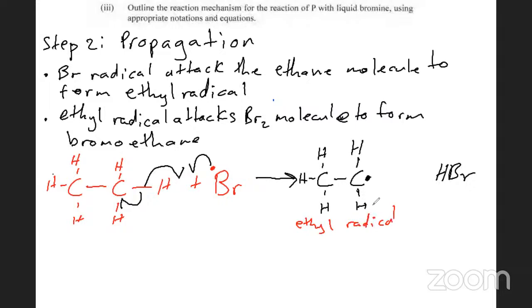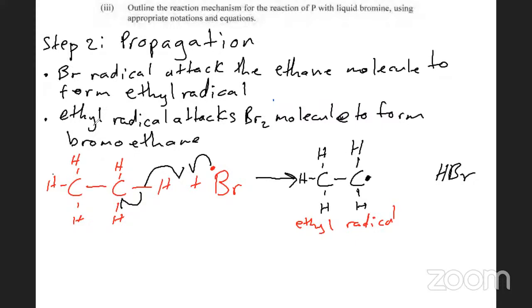So there we get the ethyl radical. So it doesn't matter which alkane I get in propagation, this is the first thing that will happen. A hydrogen is removed from your alkane. All right. It is a radical because it has a single electron.